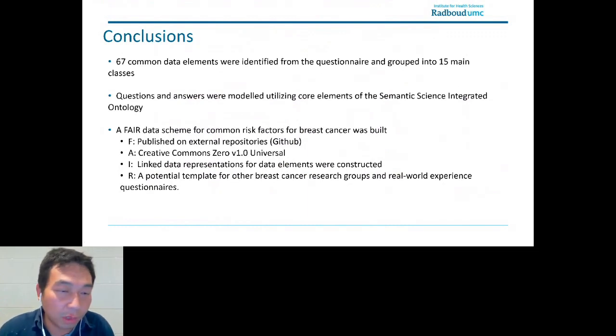And regarding the reusability, we think this work could be a potential template for other breast cancer research groups and maybe for real-world experience questionnaires.